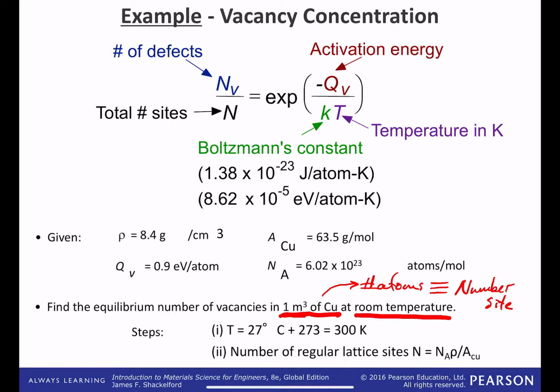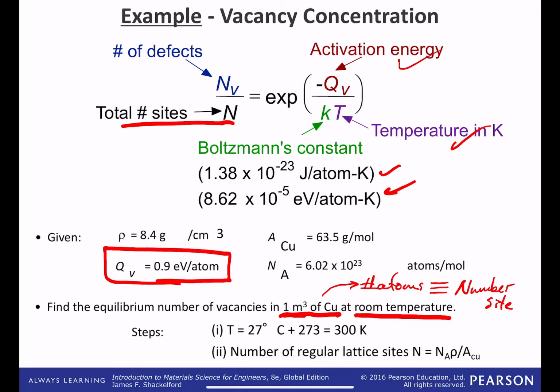Okay, so that's this value over here. We're provided temperature, so that's room temperature. So we know the temperature parameter, therefore. We know the Boltzmann constant, one of those two. We're given the activation energy of 0.9 electron volts per atom. Okay, so that's this value, obviously. And so we have everything to determine the total number of vacancies. So see if you can do that.